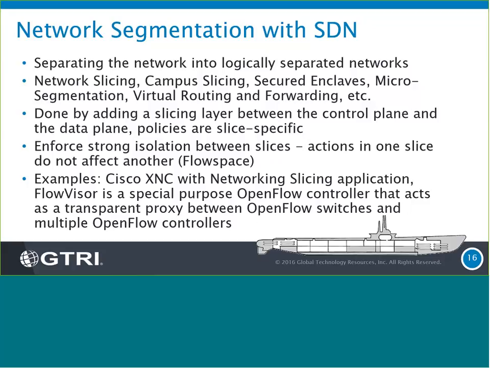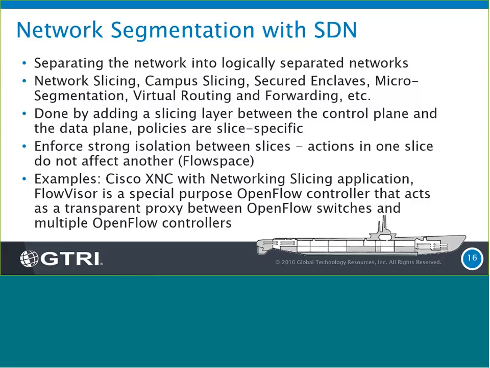You create these enclaves. Today, we use virtual routing and forwarding, or VRFs, and much of that configuration has to be done manually on every device, and every device has to be synchronized and have the same VRF policy and network color applied to the routing. But this could be done easier with a centralized control plane. We can enforce strong isolation between slices, and we'll talk a little bit about flow space here, but basically saying one slice cannot affect another slice.